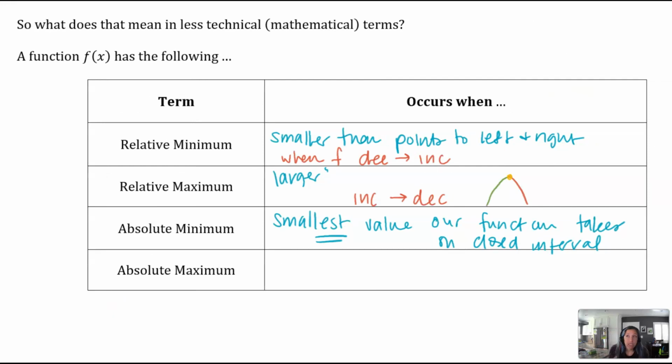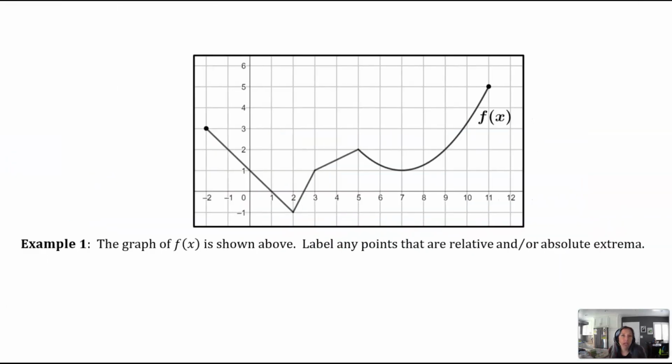So relative is just smaller or larger than stuff around it. Absolute is the smallest or the largest value our function takes on a closed interval. I'm going to be lazy and not write here. So we've got an example here. It's on a closed interval. And so we can look at all these beautiful points. We can see, okay, we've got some dips, some kind of lowest points in their neighborhoods. These are relative minima or local.